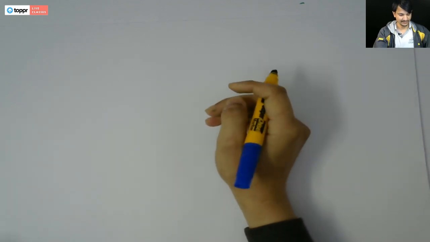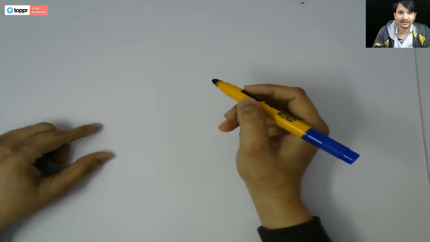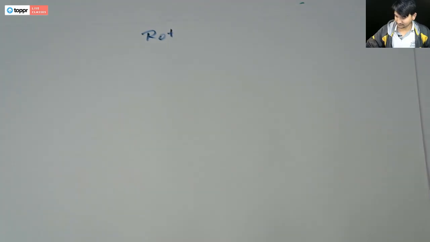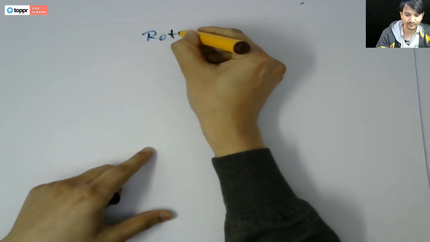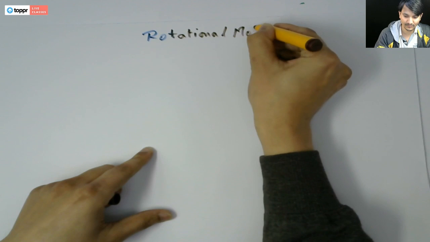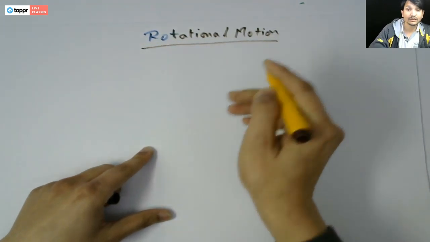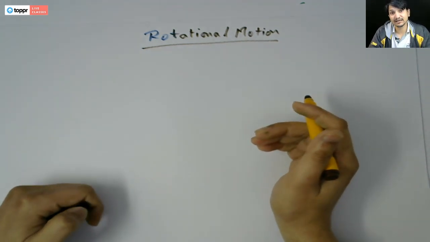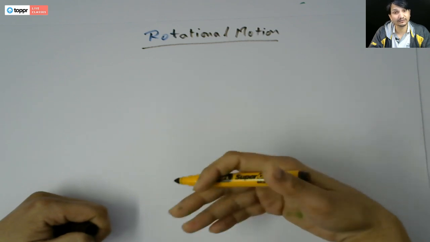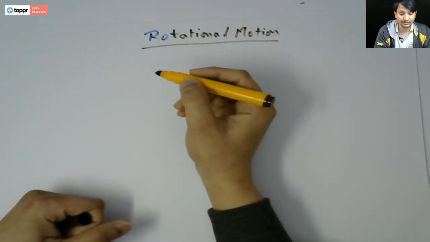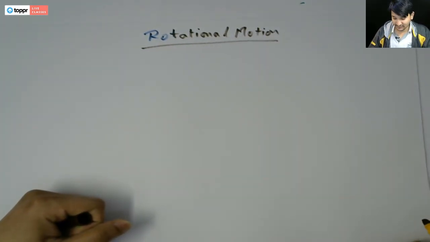Hello students, today the topic that we are going to learn is rotational motion. Rotational motion is a large topic, so we will cover the basics of it so that in later classes we can go further and continue from whatever we have left. We will be leaving it today. So in today's class we are planning to cover three things.